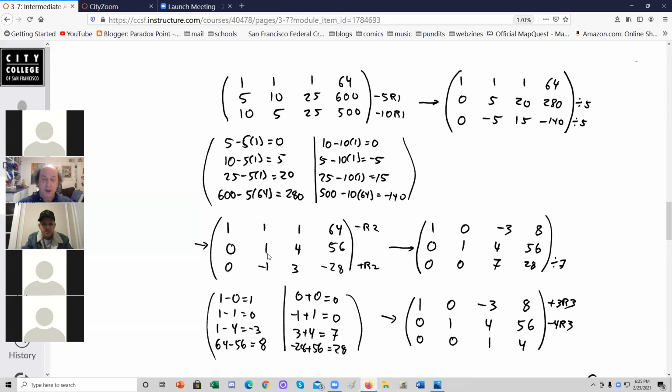Okay, now let's pivot on this entry. Just clear away these other entries. We'll clear away this one by subtracting row 2 from row 1. We'll clear away this negative 1 by adding row 2 to row 3. 0, 1, 4, 56 stays the way it is. First row, 1 minus 0 is a 1. Put a 1 there. 1 minus 1 is a 0. Put a 0 there. 1 minus 4 is a negative 3. Put a negative 3 there. And 64 minus 56 is an 8. Put an 8 there.